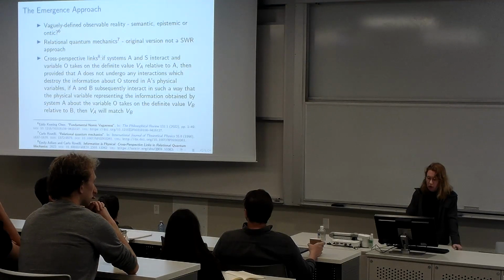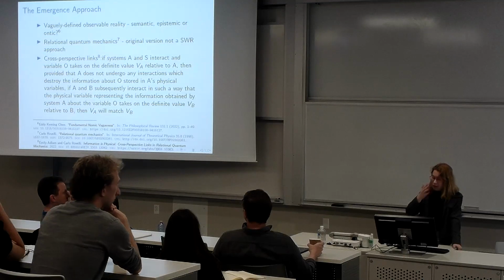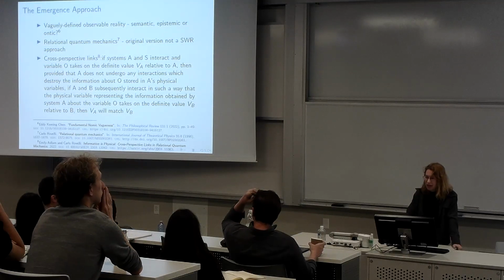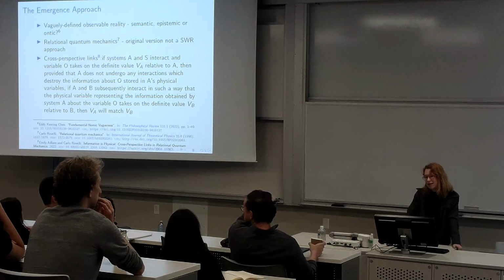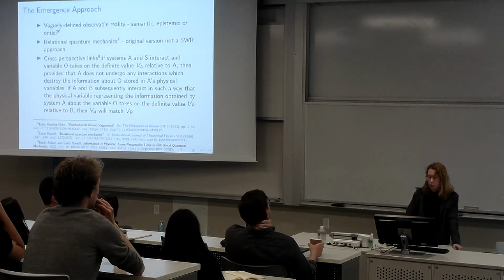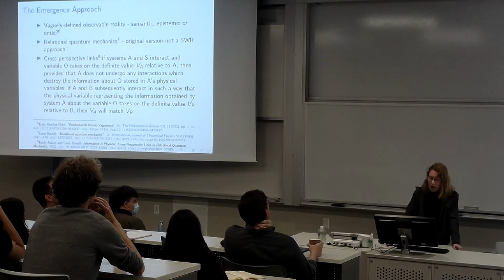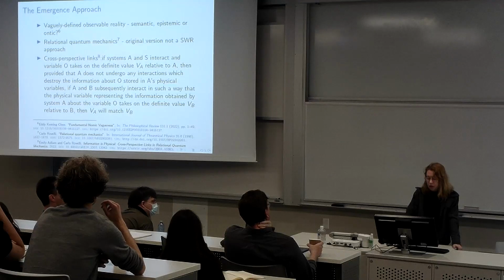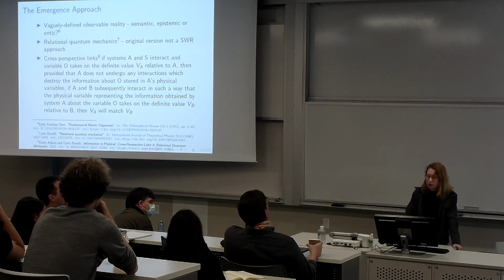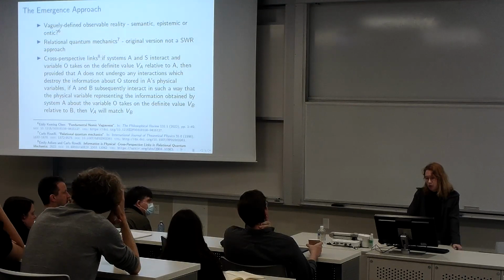But here I'm going to focus on another possibility, an existing interpretation of quantum mechanics, which I think does already implement semantic vagueness, that is to say, vagueness about what words mean or refer to. So that approach is relational quantum mechanics. Relational quantum mechanics was originally postulated by Carlo Rovelli.